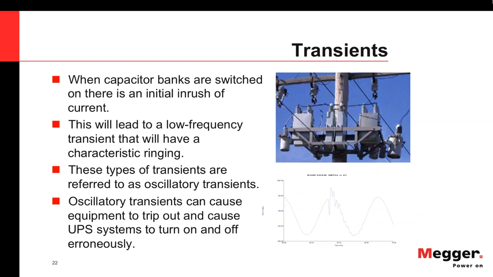When a cap bank switches, there is an initial inrush of current. This leads to the low frequency transients that have that characteristic ring in them. And these types of transients are often referred to as oscillatory transients. Oscillatory transients can cause different types of problems too, especially in UPS systems, where a UPS system is basically sold on how fast it can respond to a change. And when you get an oscillatory transient that occurs, you can actually have UPS systems turning on and off rapidly multiple times. And you'll see this throughout the day as loads are turned on and off.